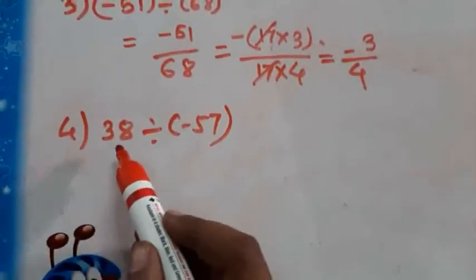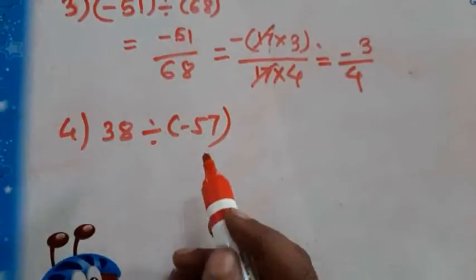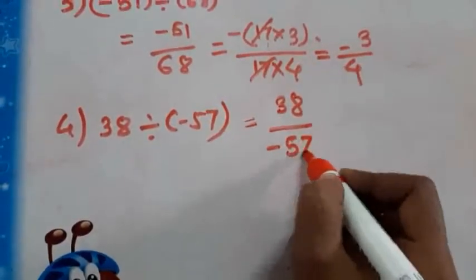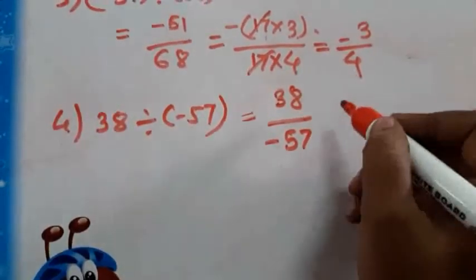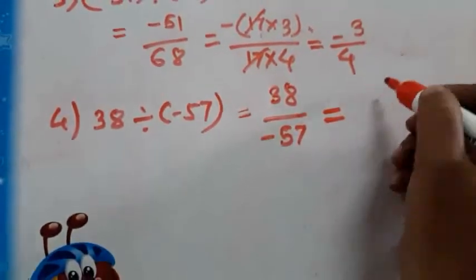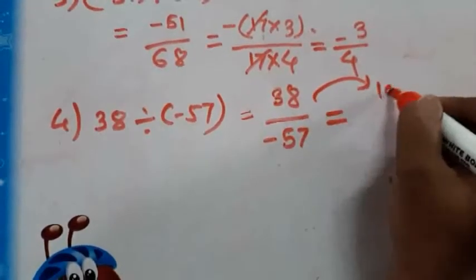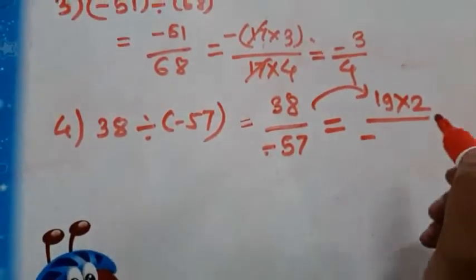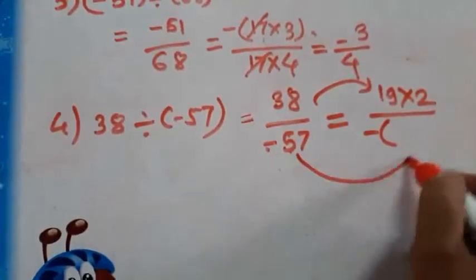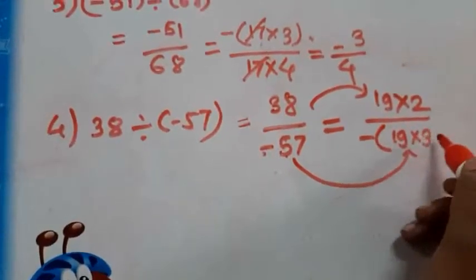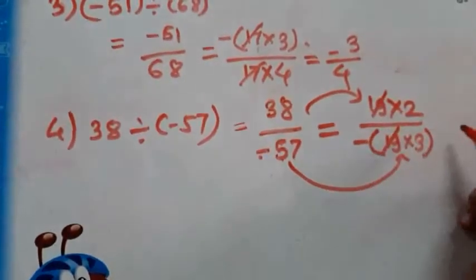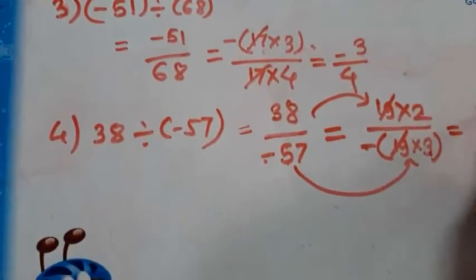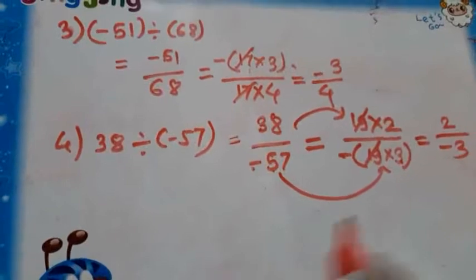Next example is 38 divided by minus 57. So it will be written as 38 divided by minus 57. These both numbers are present in 19's table. So 38 can be written as 19 into 2. Don't think about negative sign. Negative sign just write as it is. 57 can be written as 19 into 3. So 19 will get cancelled. 2 divided by minus 3. So it will be the answer.